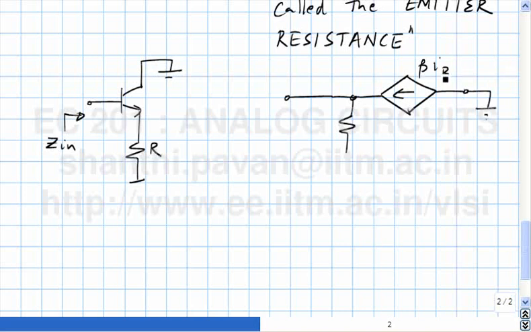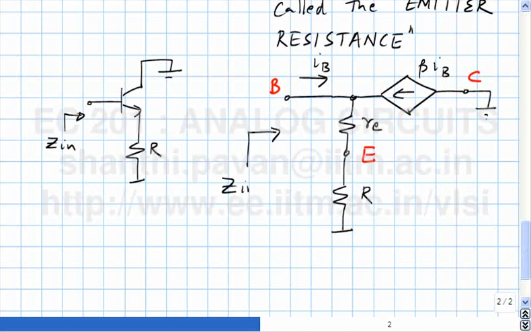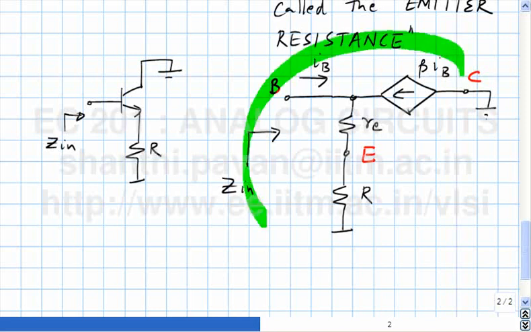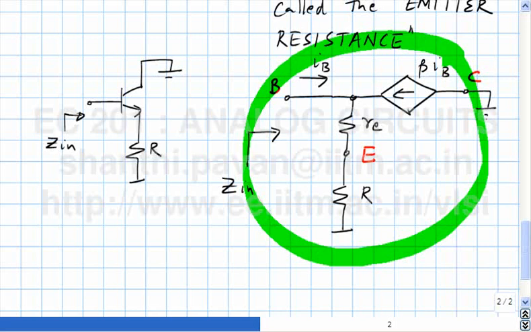This is beta IB, this is IB, this is re, this is the base, this is the collector, this is the emitter. Alright, what else do I need to add now? The resistor R goes from emitter to ground and I need to find Z in. So can somebody quickly tell me what Z in is looking at this diagram here? Look carefully.